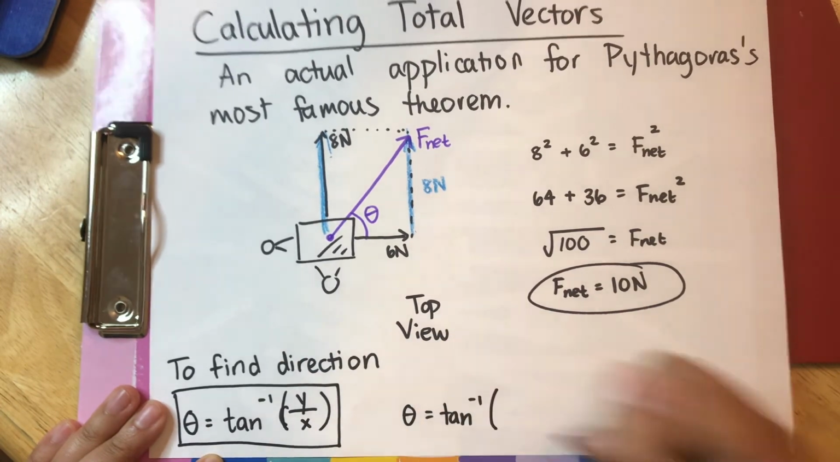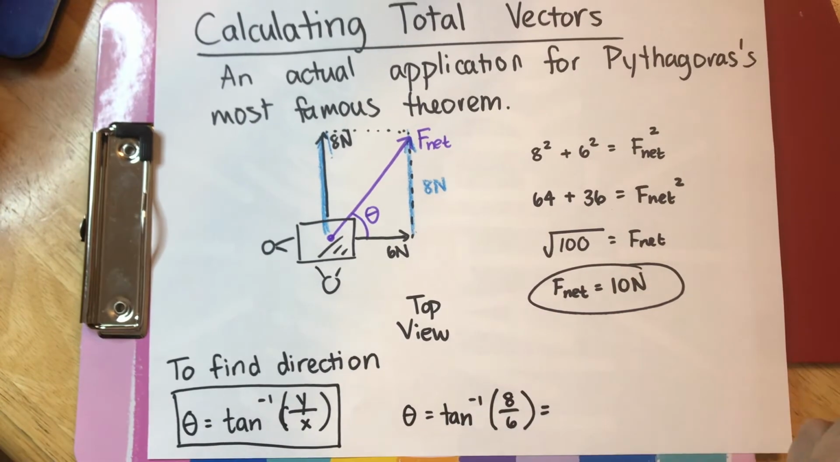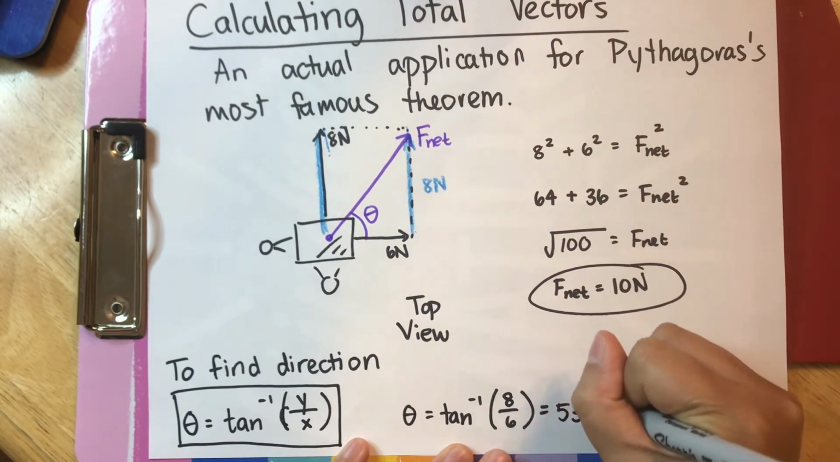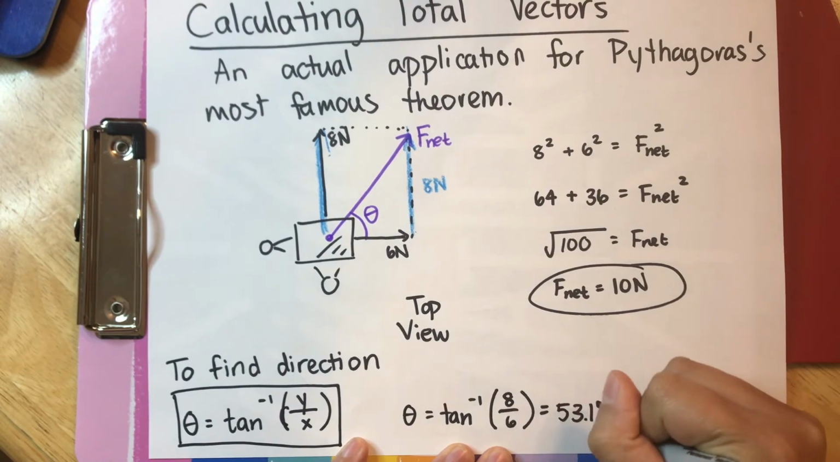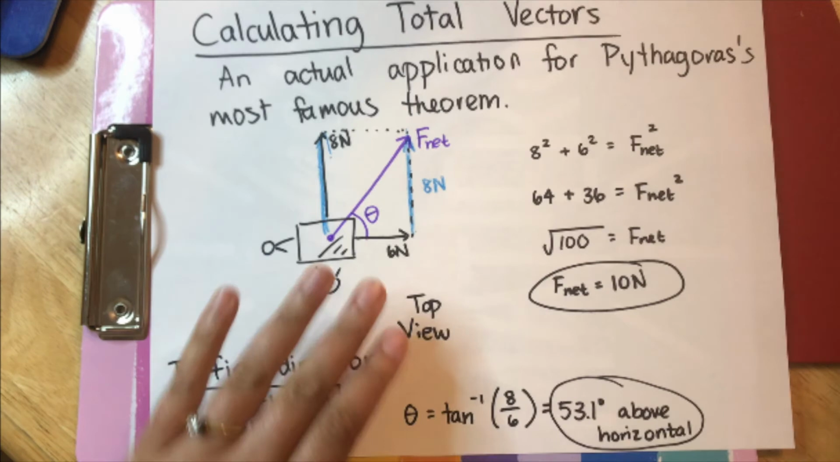Applying it, this says the angle from the horizontal is the inverse tangent of the length of the y-axis over the length of the x-axis. In this case, it's 53.1 degrees above the horizontal. Notice that the horizontal is where our 6 newtons is, and the 53 degrees is defined as above from that.